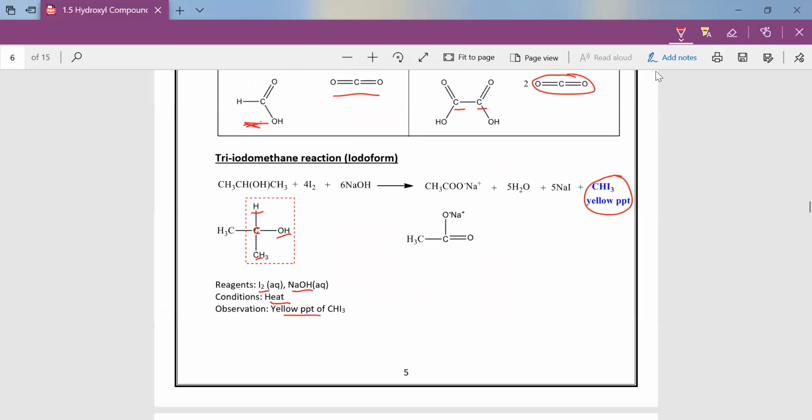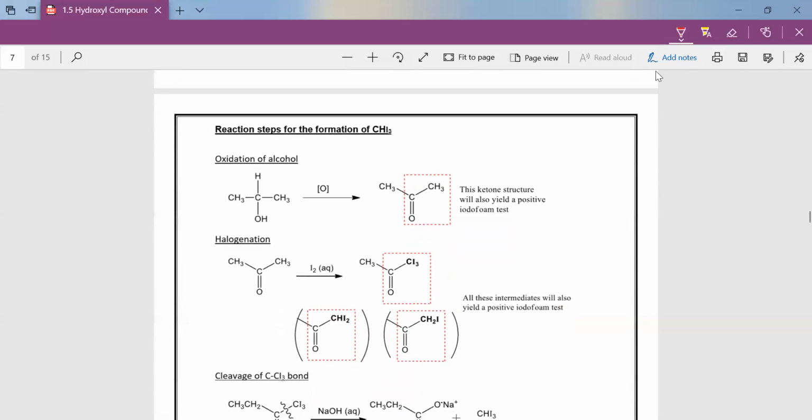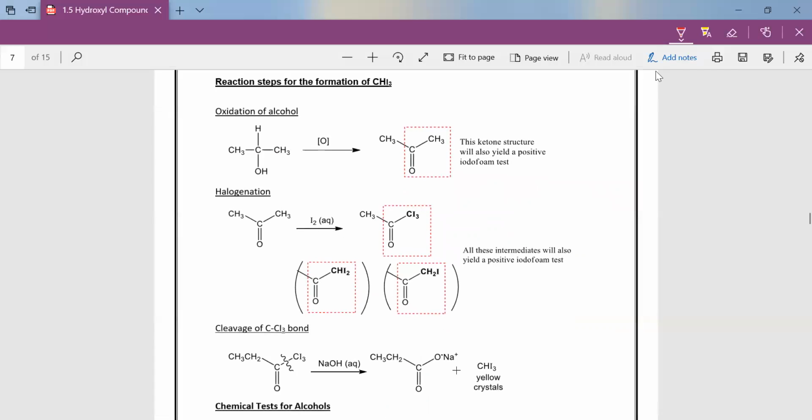The equation. Okay, so I'm just showing you all the steps that we have to get the eventual product. Please take note, you will need to know all these intermediates. If they test you on whether these compounds will form CHI3, your answer should be yes.